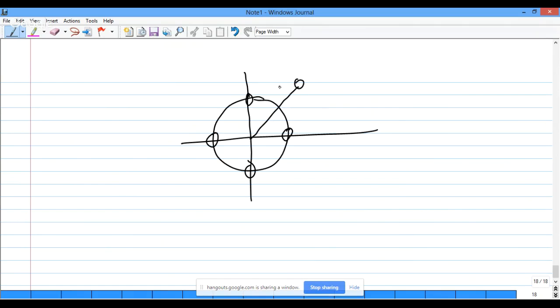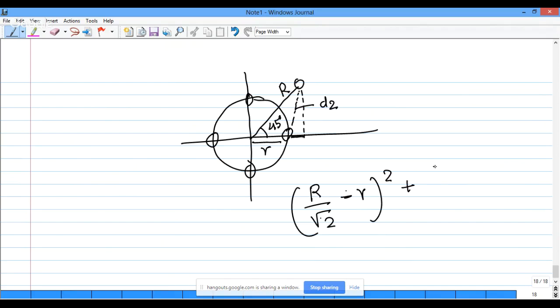Let me call this capital R and this radius small r. And I know that this is at 45 degrees. If I want to think about this d2, I have to first find out what this distance is. This will be R by root 2 minus r. This squared plus R by root 2 squared will give me d2 squared. So I am using the Pythagoras theorem in this triangle.